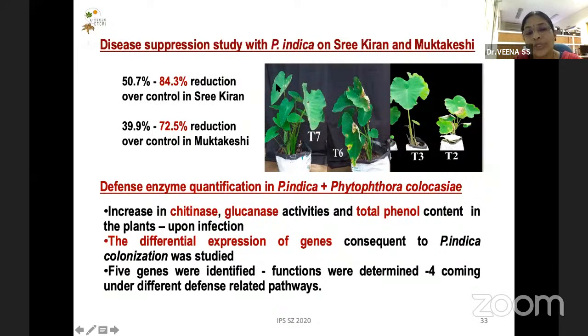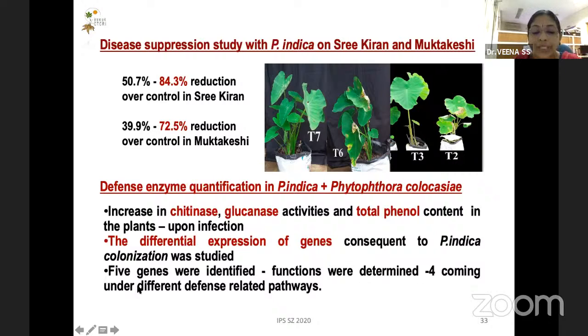We used both Srikiran, that is susceptible to taro leaf blight, and Muktagishi, as I told, it is resistant. In both cases, it can reduce the infection. And what happens after the colonization of taro leaves? We challenge inoculated these already P. indica colonized leaves with Phytophthora colocasiae, and we have seen an increase in chitinase, glucanase activities and total phenol content. The differential expression of genes consequent to P. indica colonization was also studied, and 5 genes were identified, and the functions also were annotated.